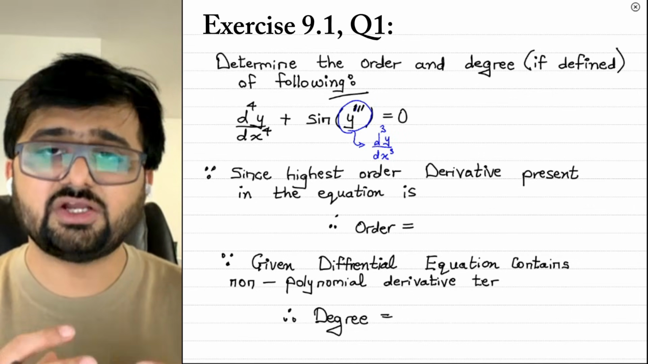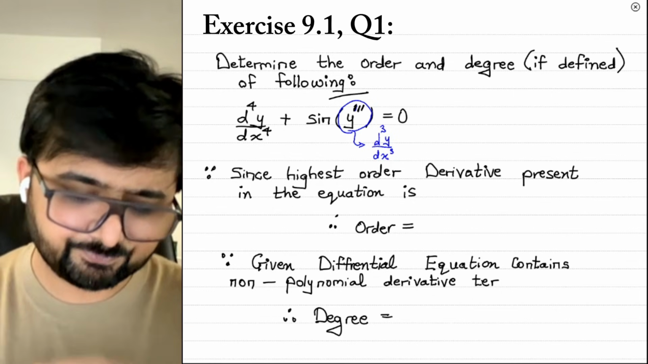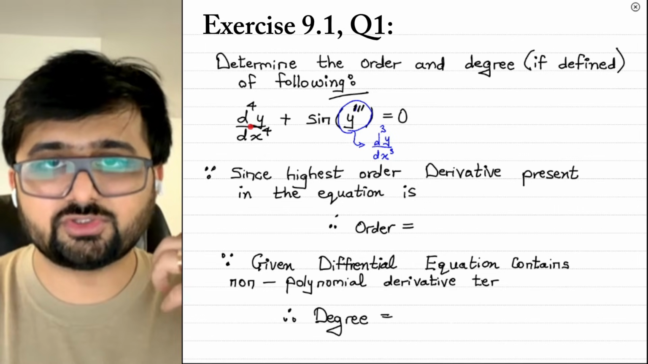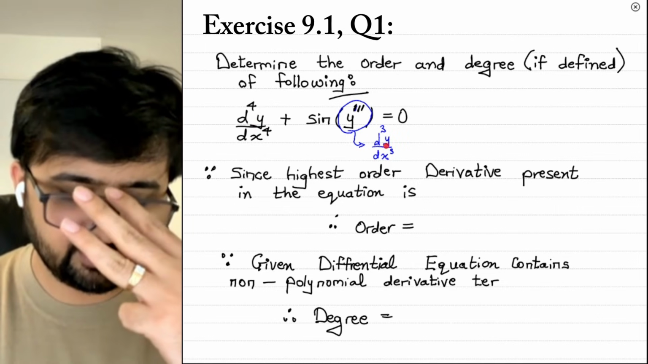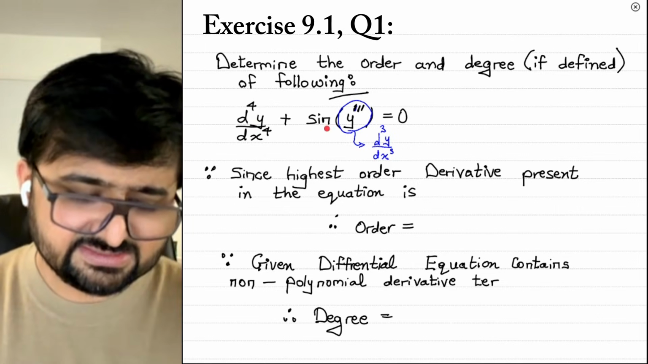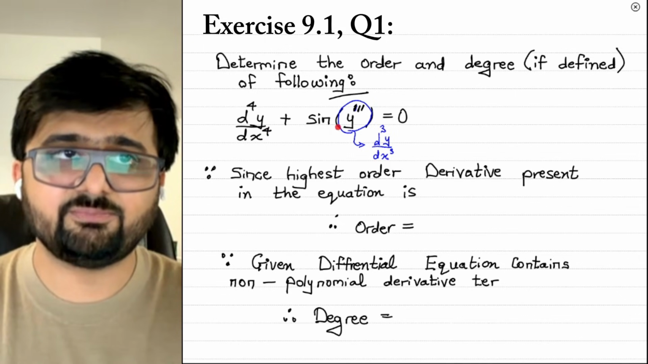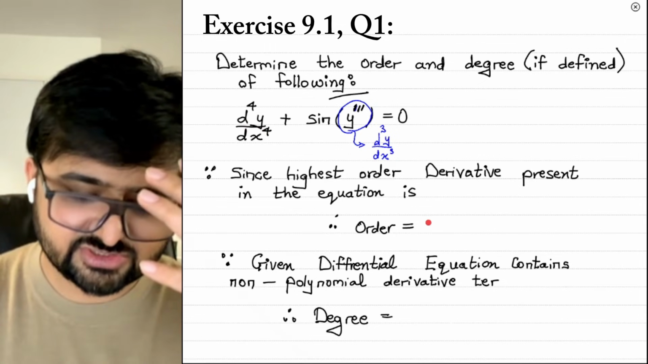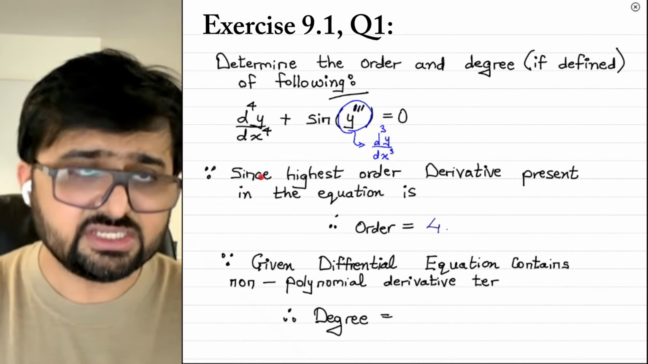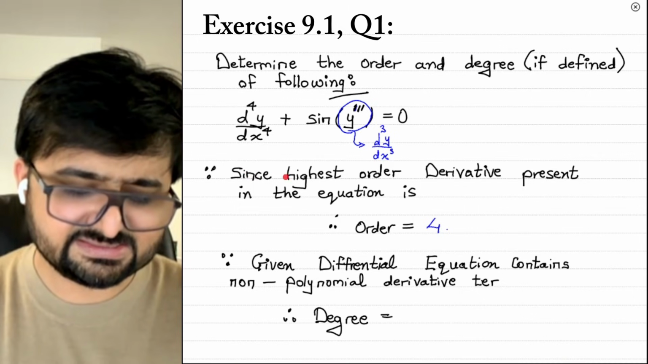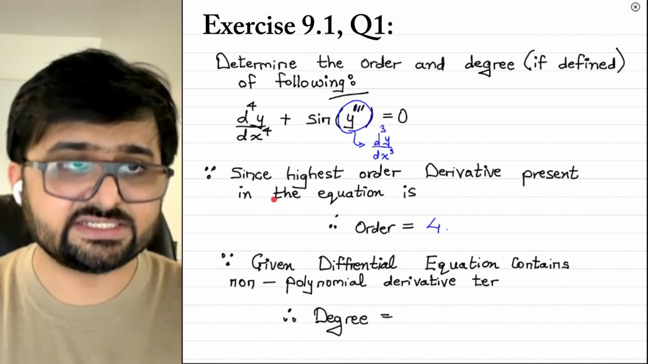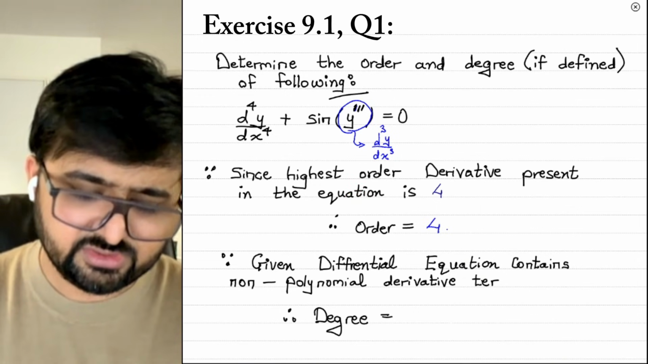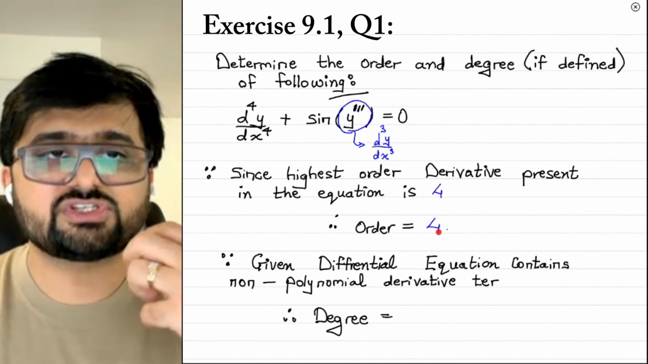Let's try to find the order of this differential equation first. Now, in this differential equation, there are two derivative terms. One is the fourth order derivative, the other is the third order derivative. Now, since the highest order of the derivative present in this differential equation is 4, hence the order of this differential equation is 4. In exam, you have to write it as: since the highest order of the derivative present in this equation is 4, therefore the order of this differential equation is 4.